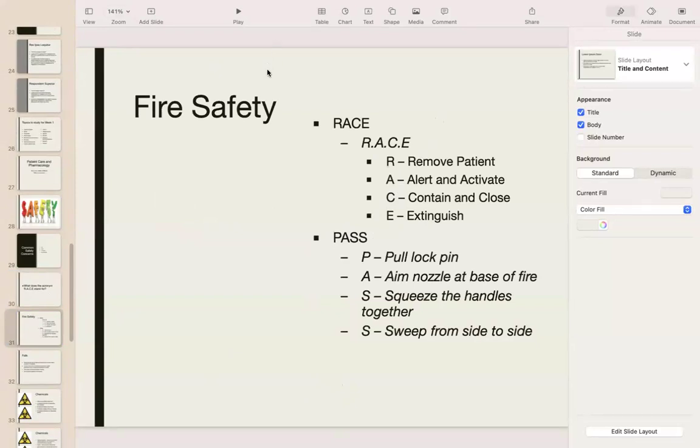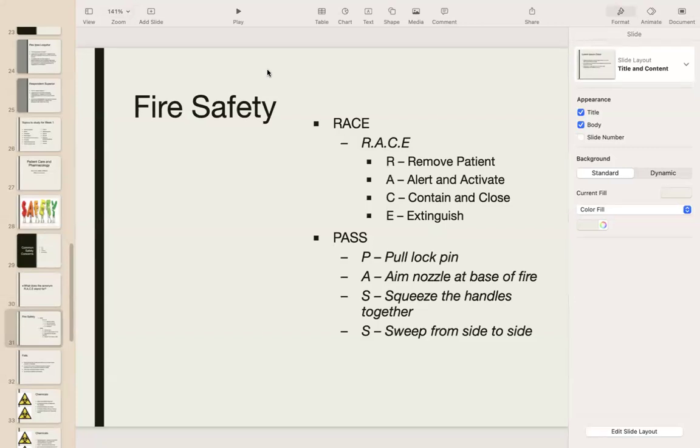Now sometimes these words can be interchangeable. So R, remove and alert, A, alert and activate, C, contain and close, and E, extinguish. There are some variations in the words, but basically what it's telling you to do is how we should handle the event of a fire in our facility.